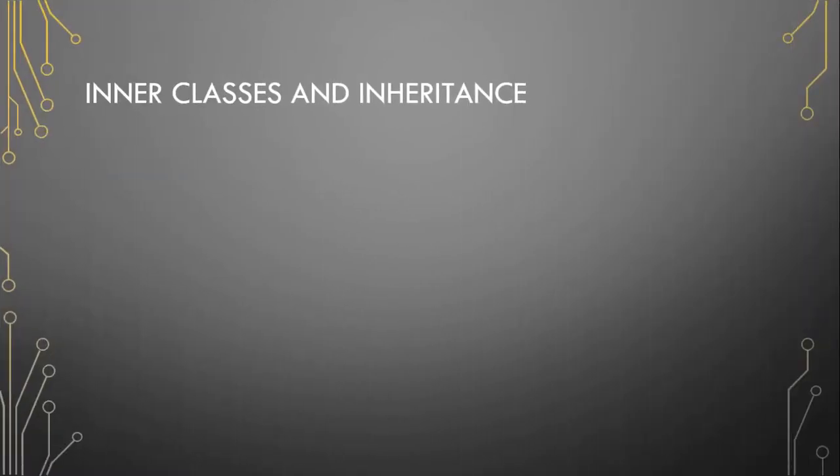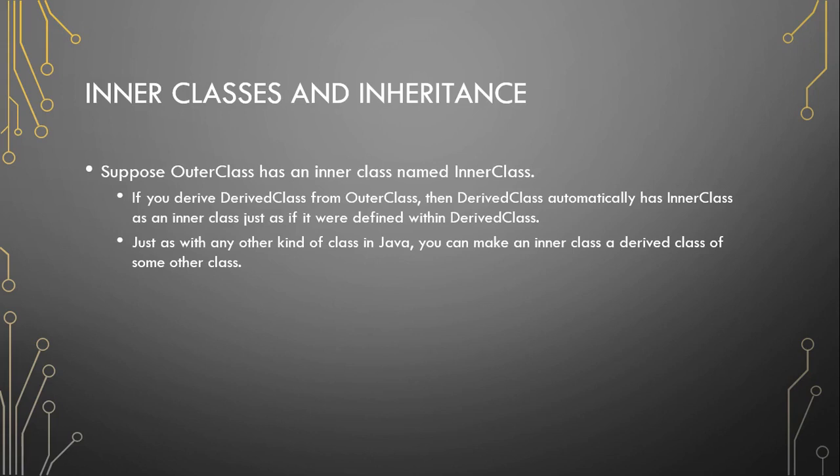Now, when we look at inner classes in regards to inheritance, suppose an outer class has an inner class called InnerClass. If you derive a derived class from outer class, then derived class automatically has InnerClass as an inner class, just as if it were defined within the derived class. So the nice thing about this is if you have an inner class in your outer class, or the main class, when you make that derived class, you don't have to rewrite the inner class, because it's automatically kind of inheriting that inner class.